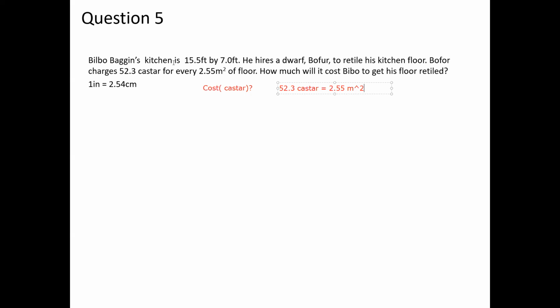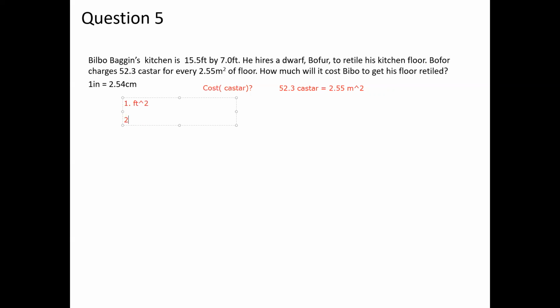And so here we know that the dimensions of Bilbo Baggins' kitchen is 15.5 feet by 7 feet. So in step 1, I'm going to find feet squared, because if you take the length times the width, we can get the square footage of Mr. Baggins' kitchen. That's the first step I'm going to do, because again, I want to eventually get to the area in meters squared. So I find the area in feet squared.